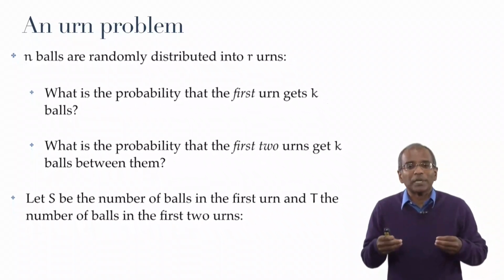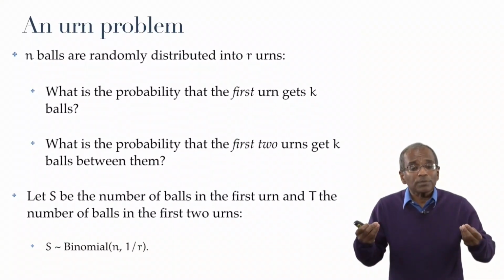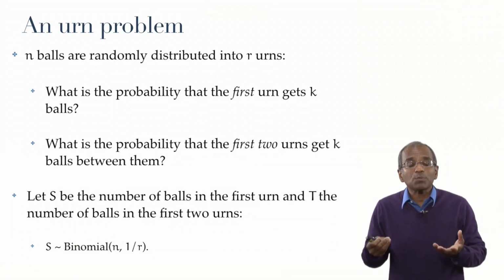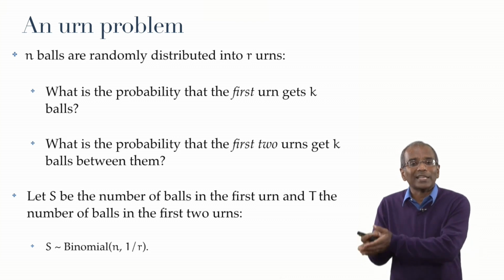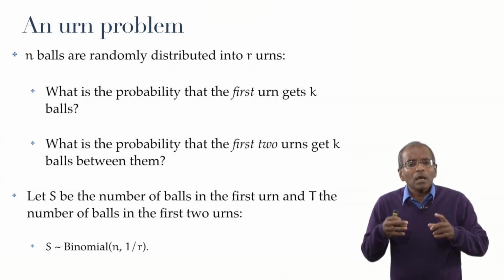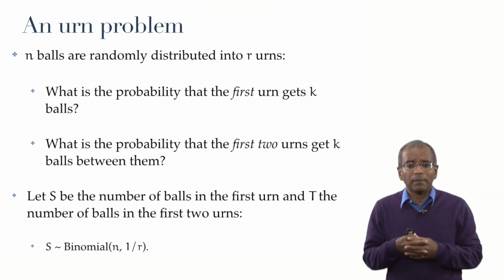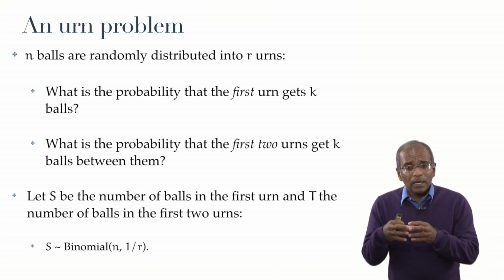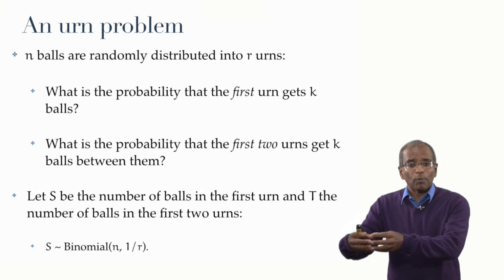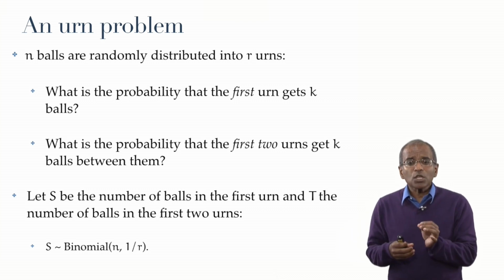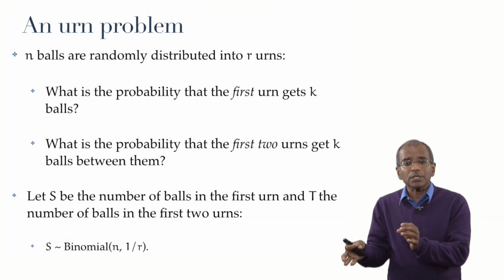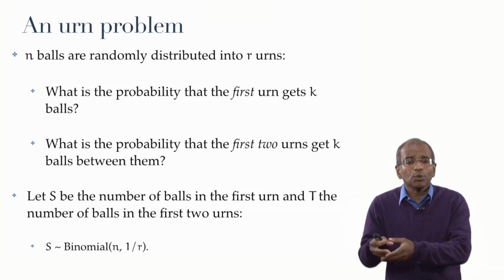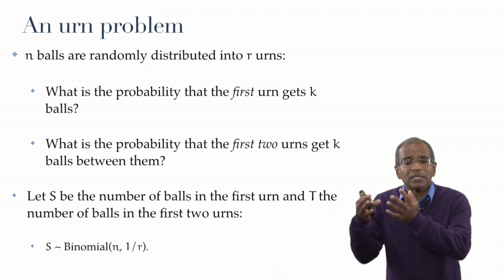In other words, it's going to be governed by a binomial distribution corresponding to n trials, one for each of the balls, whose success probability is 1 over r of landing in the first urn. What about the first two urns put together? Well, this is just a small variation on that theme. If you imagine the first two urns together as forming a block, the chance of any ball falling into the first or the second urn is 2 in r. There are 2 out of the r possibilities that it could land in.